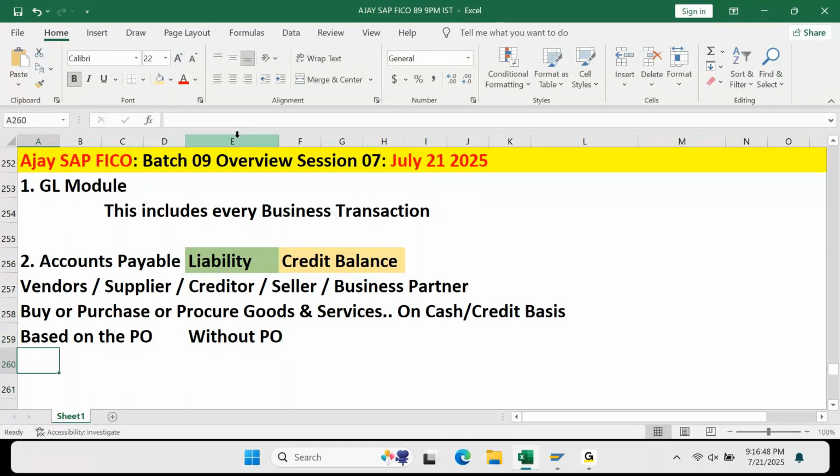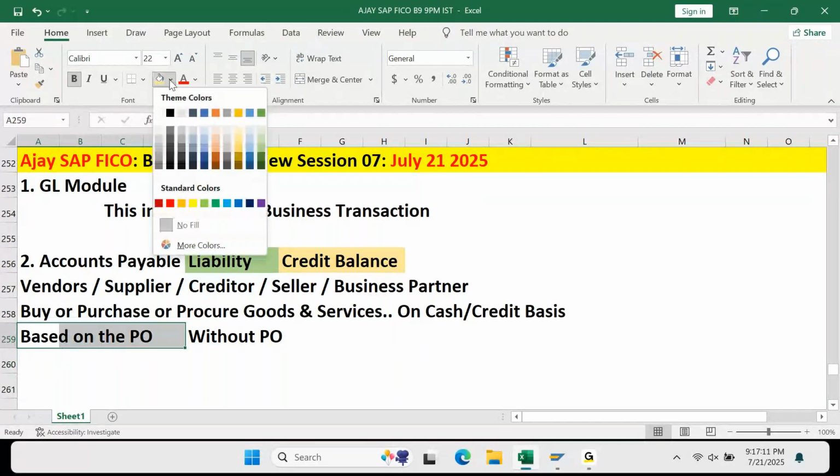Point number one, you can purchase with PO. Point number two, you can purchase without PO. In any organization or company, will purchases happen with PO or without PO? With PO. Majoritarily, all the purchases will happen with PO. Strictly with PO. You can blindly say it's with PO only.